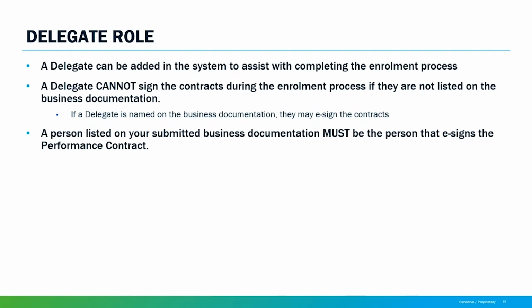If your delegate is also named on your profile report or business documentation, then they too can electronically sign the contracts. So for clarity, the person that signs the contracts, whether it is the owner or delegate, must be named on the business documentation.